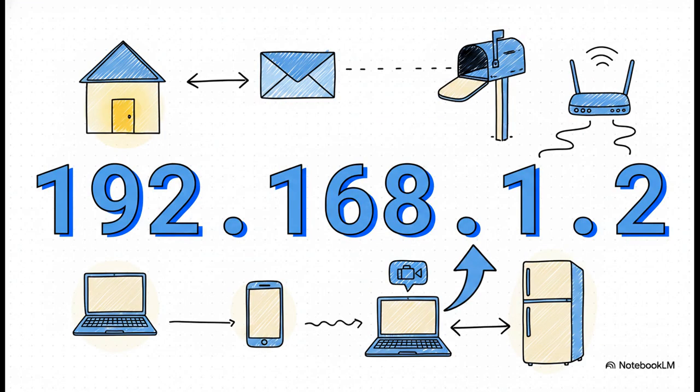But here's the catch. For that local post office to actually do its job, it needs exact locations, right? So every device gets a unique IP address, something like 192.168.1.2. And you should think of this exactly like your physical house number. This unique identifier guarantees the router knows precisely where to drop off those incoming packets so they hit the right endpoint every single time. It completely removes the guesswork from the equation.